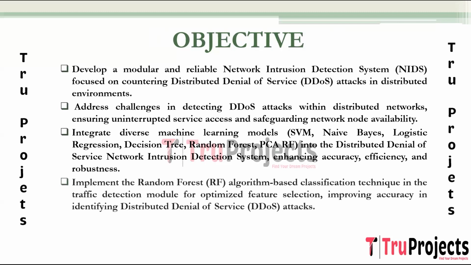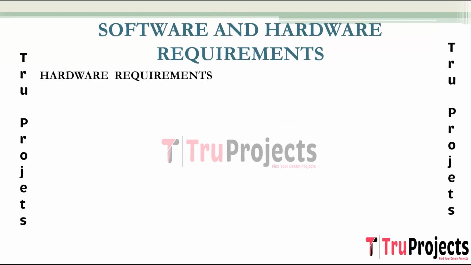The key objective is to employ the random forest algorithm based on classification technique in the traffic detection module. The aim is to achieve optimal feature selection, enhancing the accuracy and efficiency of identifying distributed denial of service attacks. To implement this project, we need software and hardware requirements.